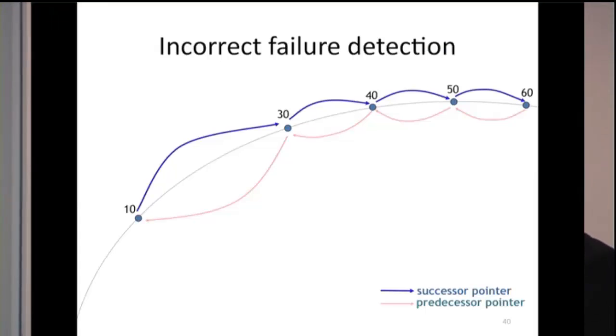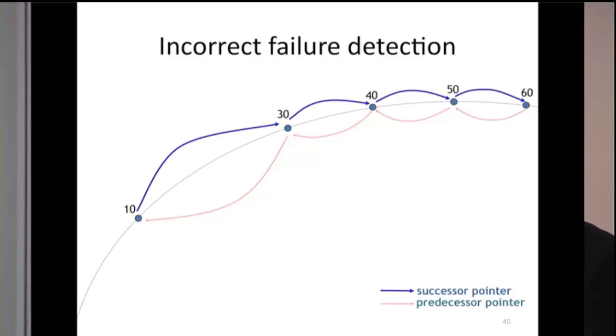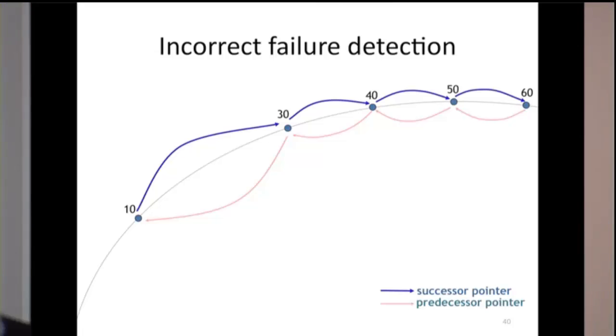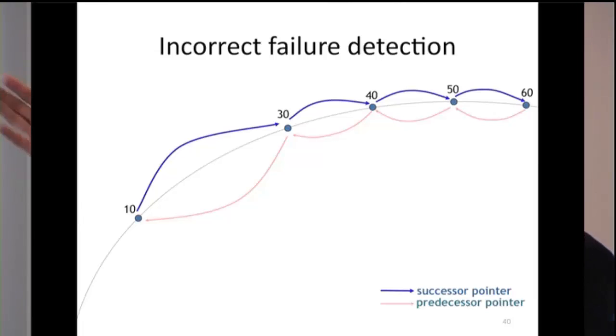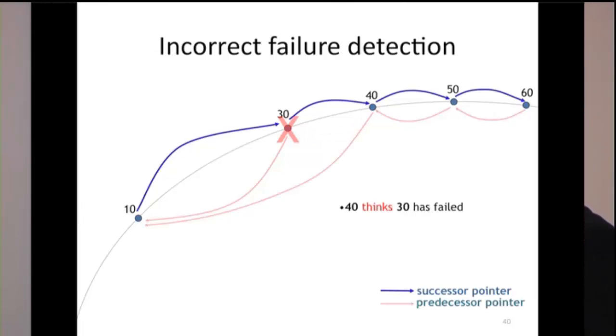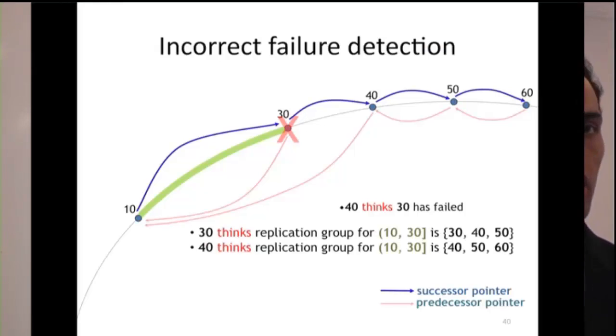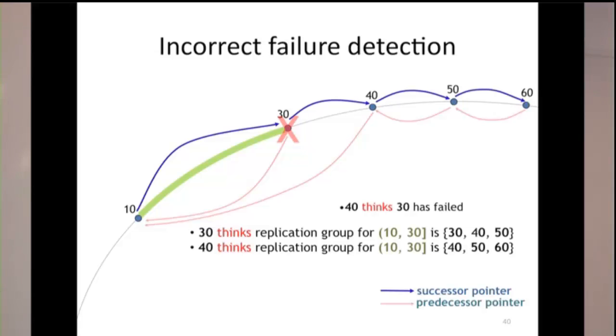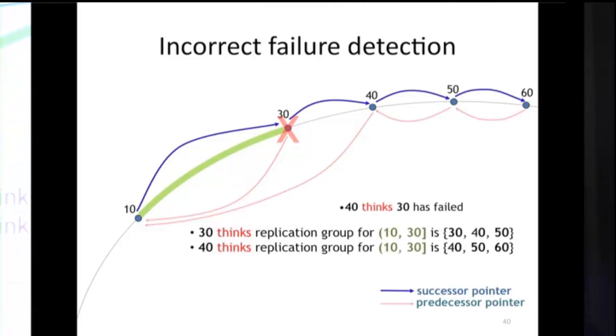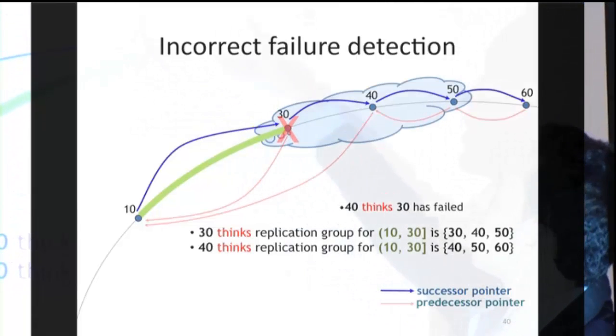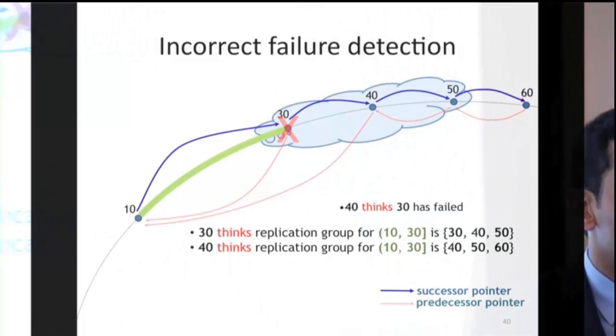So what can happen here is kind of the same concept I showed you before, just now I'll try to show it with replication as well. So let's say 10 thinks that 30 has failed. Now these pointers I will not update here just for simplicity. The problem now is that there are 2 replication groups for the same key ranges. This guy, 30, thinks that the replication group for these keys is 30, 40, and 50 using Successor-List replication.